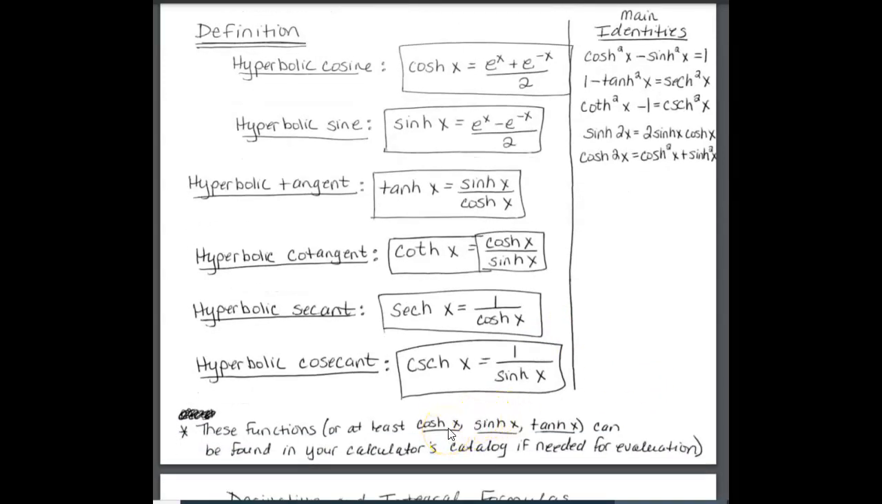But they're just no different than the regular reciprocal identities for the other functions. All right, if you have to evaluate, at least the hyperbolic cosine, sine, and tangent are built into your calculator. Some calculators may have the others, but not all of them. You can find those in your calculator's catalog if you need to use those for evaluation purposes. If you can't find them or you don't have a calculator that has them in there, you would have to use this definition to evaluate. So in other words, if you wanted to do hyperbolic cosine of 0, you could plug 0 in for x here. Or if you can find that function in your calculator's catalog and pull it up, you can just type it in and it will evaluate for you. Okay, we can talk about that in class on Monday.